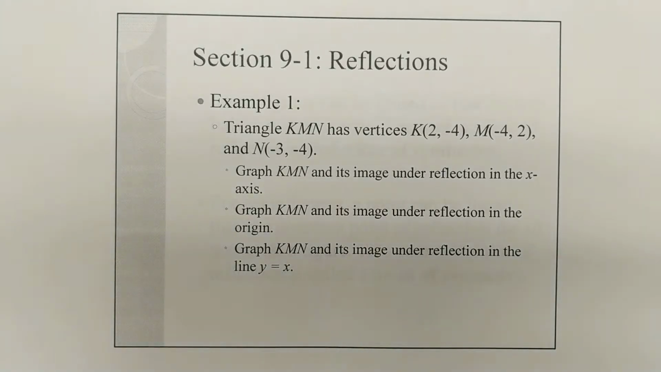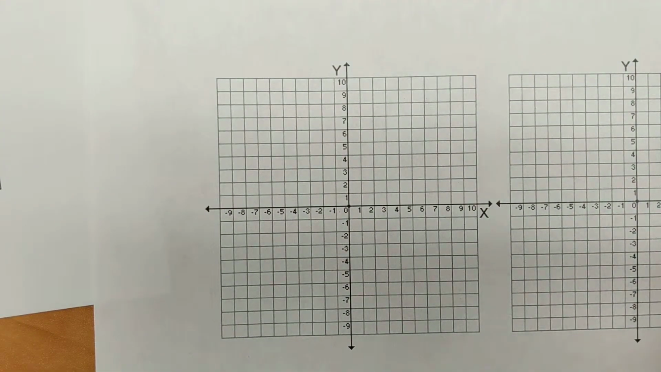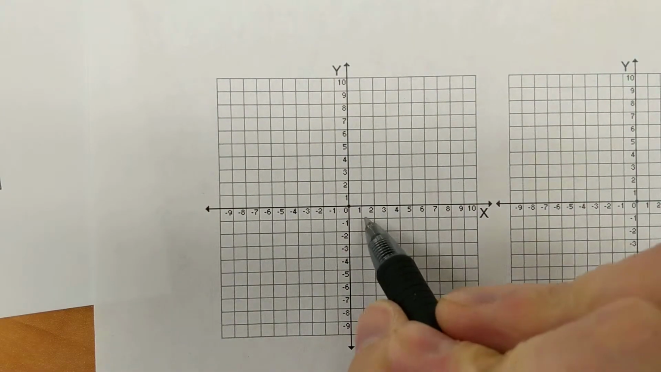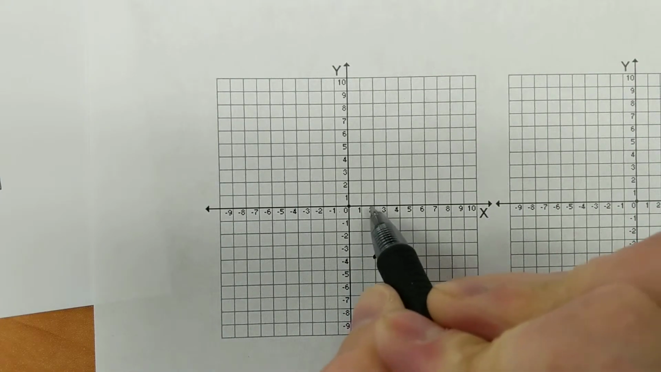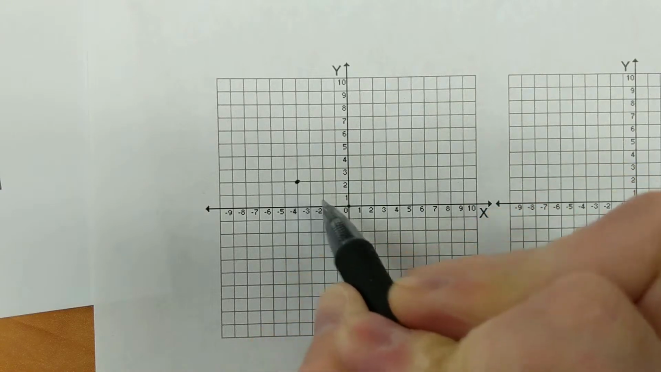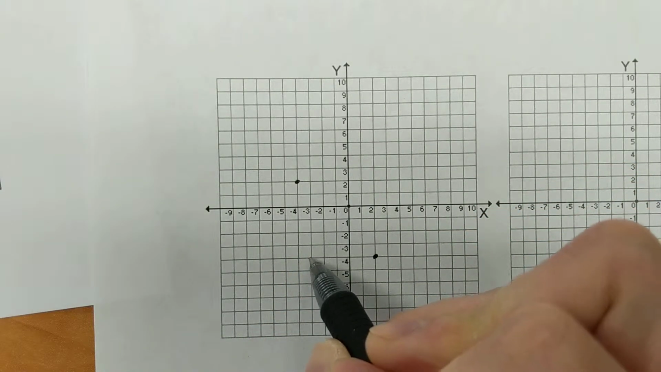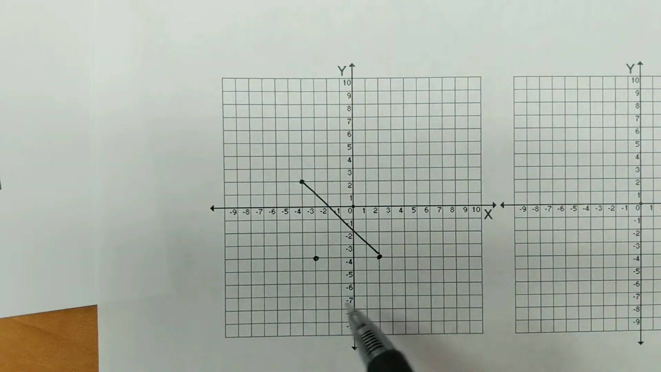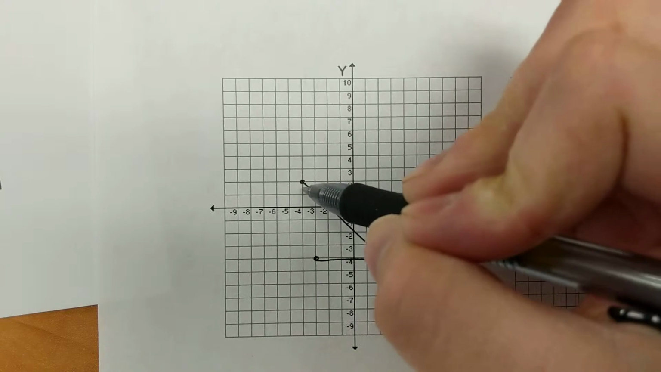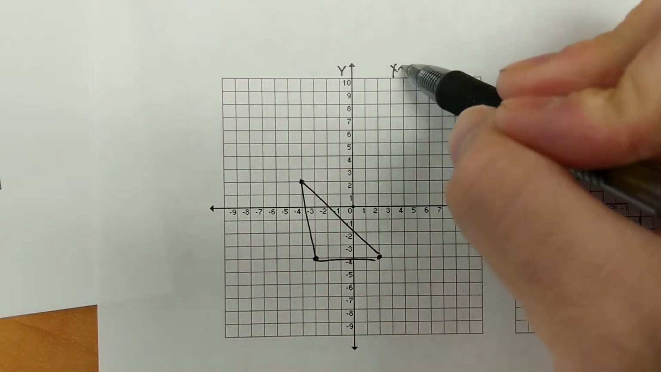So let me grab some graph paper here. So let's see here. K is at (2, -4). M is at (-4, 2). And N is at (-3, -4). So there's my triangle. And we're going to do the x-axis first.